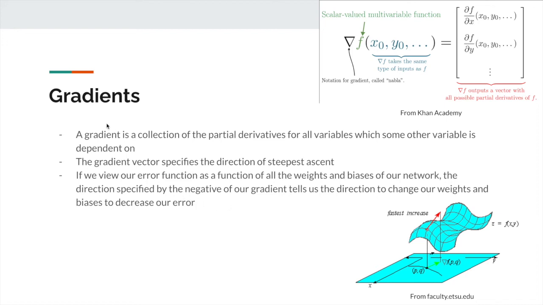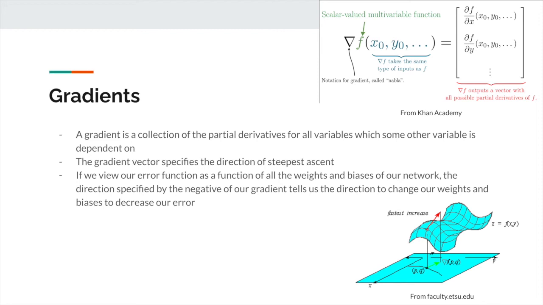Now we're going to introduce the concept of gradients. Gradients are basically the collection of partial derivatives for all variables of some function, right? So what this vector represents is, imagine this is like a hill, right? When you're sitting at this point on the graph, the gradient tells you the direction of steepest ascent. So it tells you what direction to move all of your variables in order to most rapidly increase the output of your function.